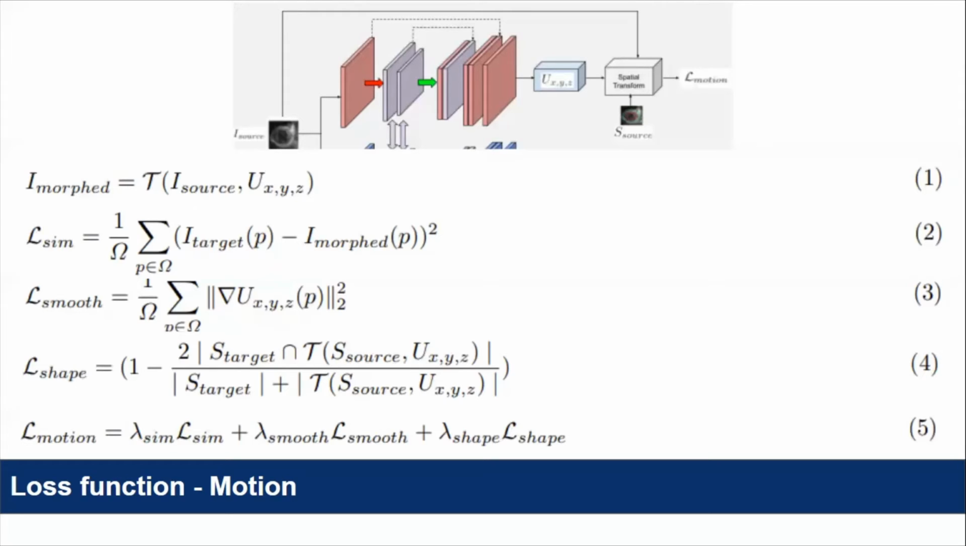Now, the shape constraint follows a very similar idea to the similarity loss. If we have a mask of the source image, the same displacement field used to morph the source image can be used to morph the source mask, and this morphed source mask should match the target mask. To encourage this, the network minimizes the dice loss between the morphed source mask and the target mask. The overall motion branch is trained with a combination of these three terms, with some weighting on each, which was empirically chosen.